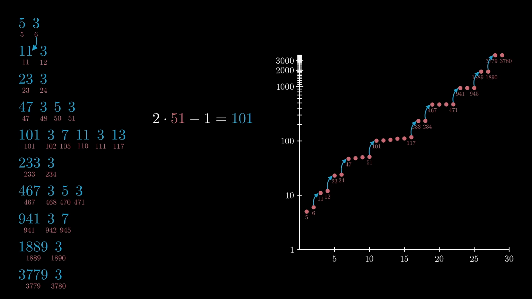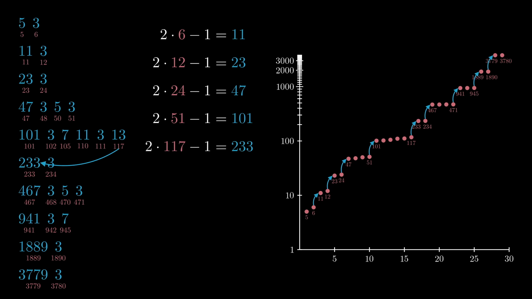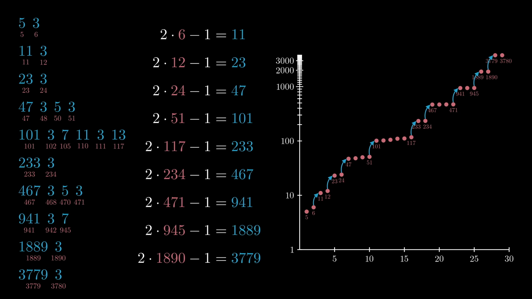For the earlier clusters, we can get 11 from the index 6 at the end of the previous cluster. 23 comes from 12, and 47 comes from 24. For the later clusters, 233 comes from 117, 467 comes from 234, 941 comes from 471, and so on. This seems to be a reliable way to predict when each cluster begins. So the doubling relations involving primes were misleading.